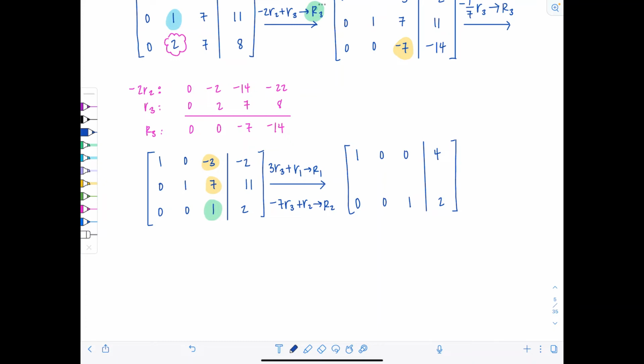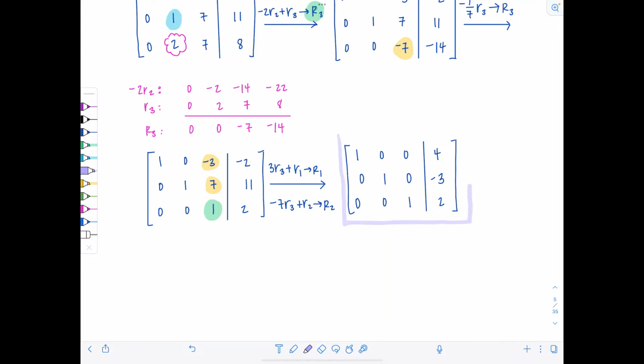And then negative 7, row 3 plus row 2. Okay, great. So negative 7, notice this isn't going to change, this isn't going to change, this is a 0. Now the only time I have to think is negative 7 times 2, that's negative 14, plus 11, that's negative 3. Oh my goodness, what a work of art.